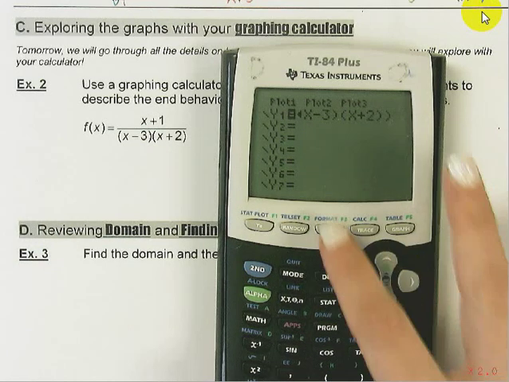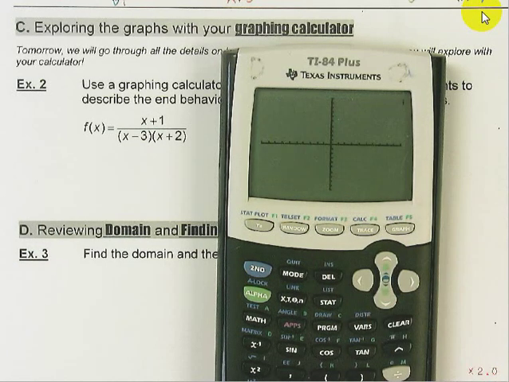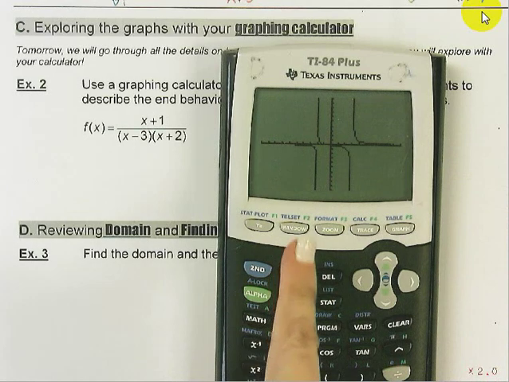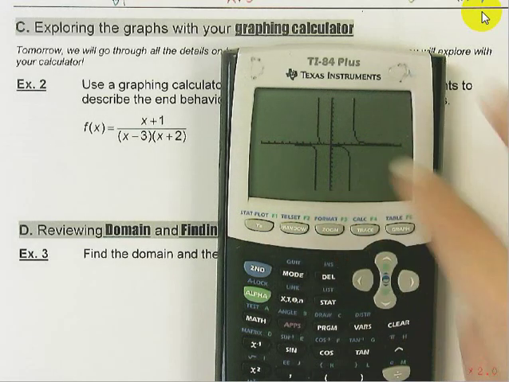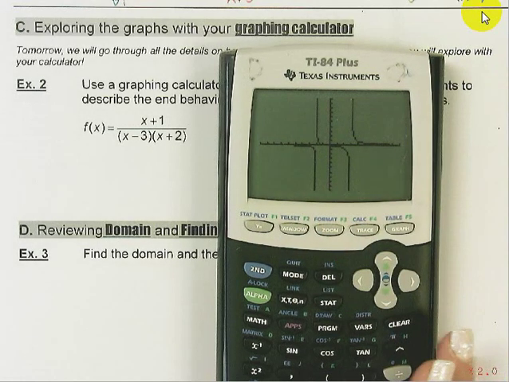Then I'm going to hit zoom 6 so that I can actually see the whole graph. And let's see what this funky little thing looks like. Interesting. It kind of looks like that first graph we looked at in part A. It definitely has those three pieces in there. Different calculators will do the asymptotes a little differently, so it's very pixelated, so keep that in mind.